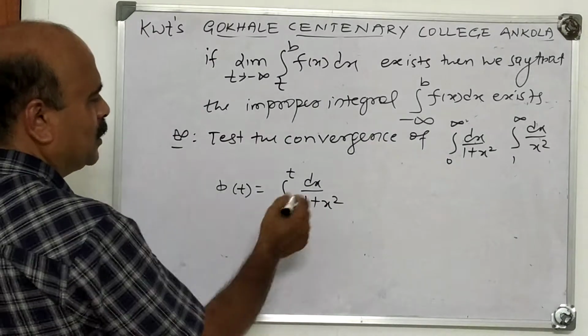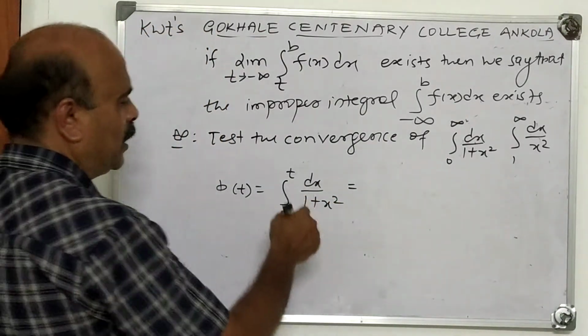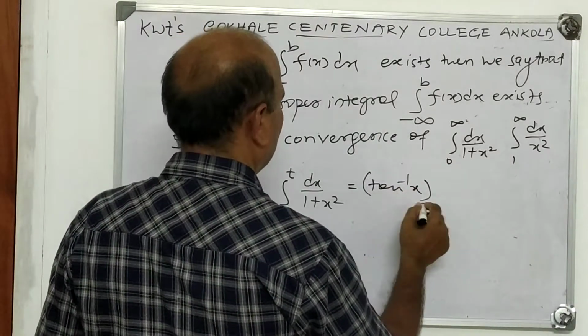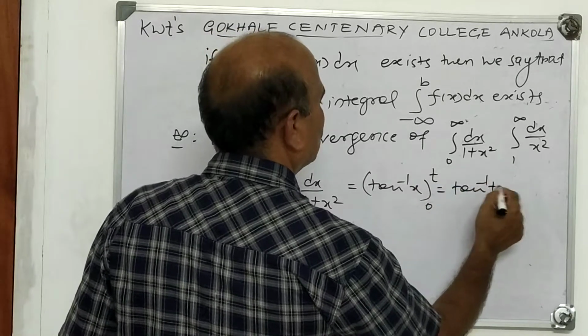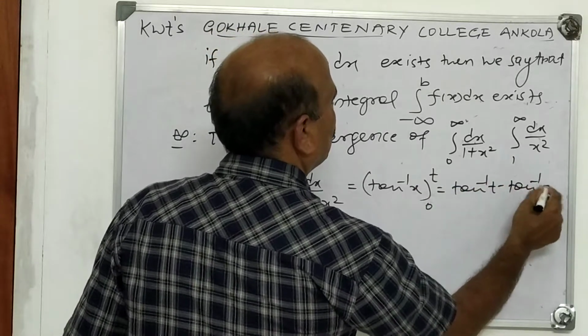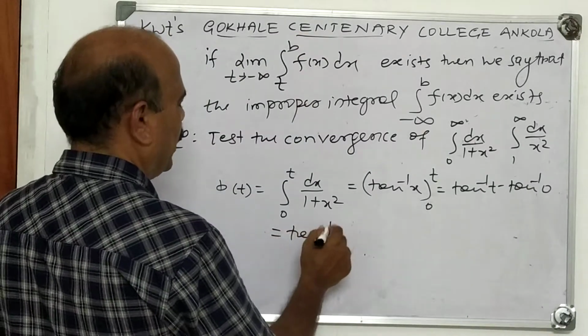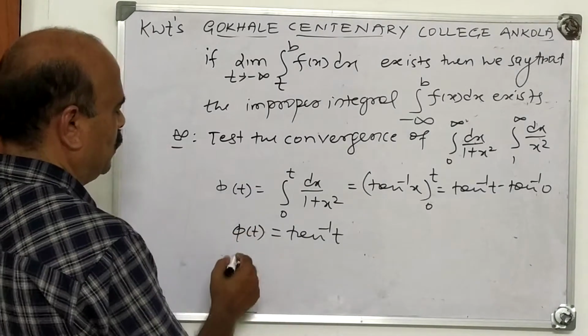We write φ(t) is this. Now what is the primitive here? The integral of dx by 1 plus x square is tan inverse x from 0 to t. Therefore it is tan inverse t minus tan inverse 0. What is tan inverse 0? Tan inverse 0 is 0. Therefore φ(t) is tan inverse t.